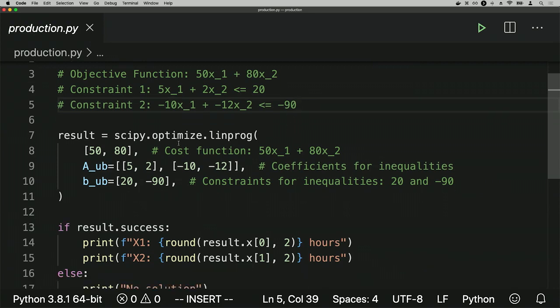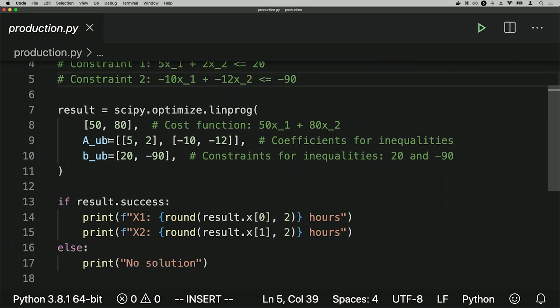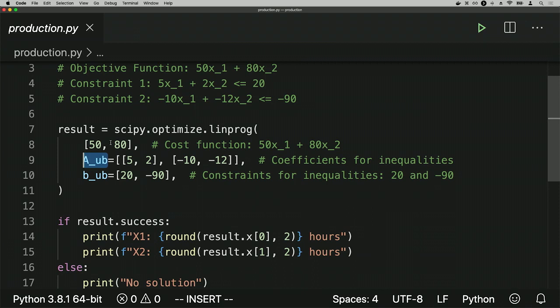And so SciPy expects these constraints to be in a particular format. It first expects me to provide all of the coefficients for the upper bound equations, UB is just short for upper bound, where the coefficients of the first equation are 5 and 2, because we have 5x1 and 2x2. And the coefficients for the second equation are negative 10 and negative 12, because I have negative 10x1 plus negative 12x2. And then here, we provide it as a separate argument, just to keep things separate, what the actual bound is. What is the upper bound for each of these constraints?